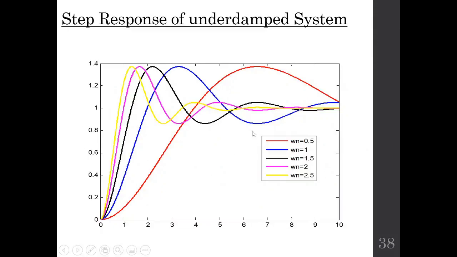Here we have fixed the value of zeta, but simply changed the natural frequency omega n. So omega n is simply making the system oscillate more, or it reduces the oscillations in the system.